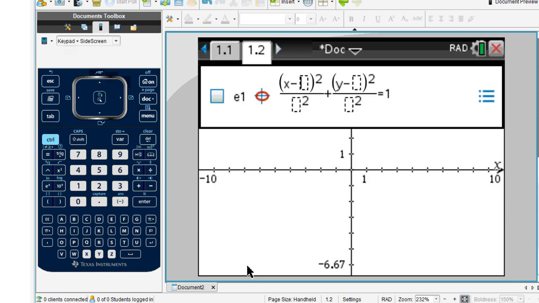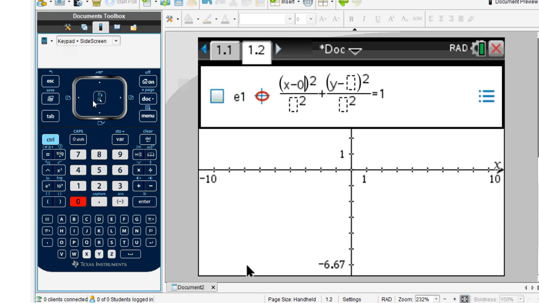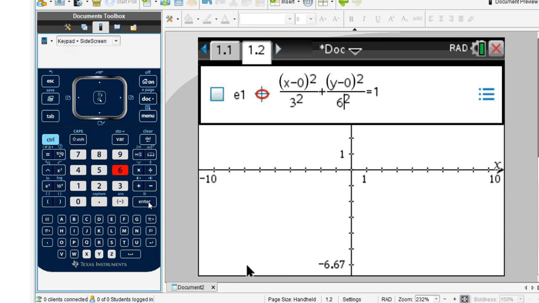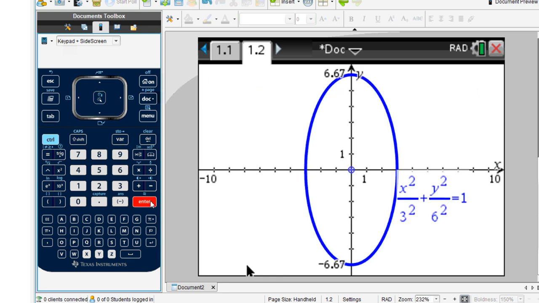Okay, let's look at this. We'll try answer choice C first. So it's centered at the origin, so x minus 0, y minus 0. That's easy. Then down here, under the x, we have 9, which is 3 squared, and under the y, we have 36, which is 6 squared. And we press enter. Now we're just going to check for eccentricity. We can see our major axis is 12, so that verifies what we've already determined.